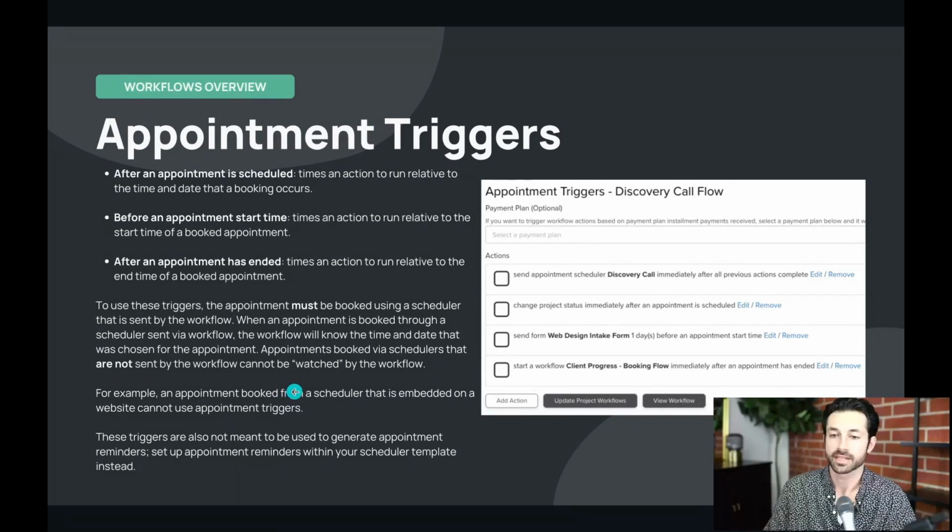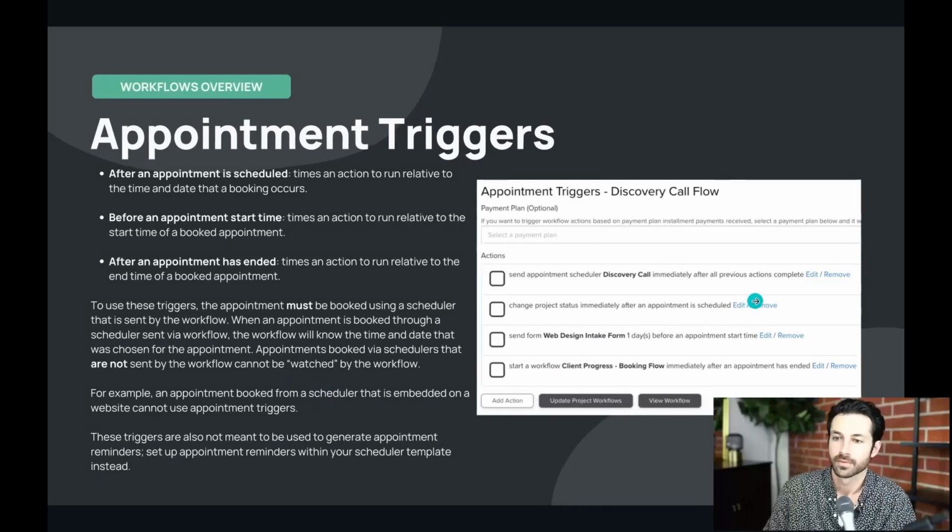Additionally, these triggers are not meant to generate appointment reminders. The best way to do that is to go into your scheduler template and go to the advanced tab and then set up reminders there. You could technically do it in a workflow, but it's a little bit clunkier, and you're going to be able to use your appointment-based smart fields. So looking at like, hey, this is your appointment start time, end time. If you have conferencing, you can include video conferencing there too. And those smart fields do not function in the workflow, which is why we recommend doing it in the scheduler template instead.